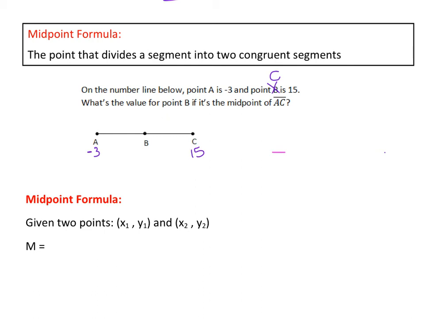So think about this on a number line. If this is at -3 and this is at 15, and we know that B is the midpoint, how do we figure out what's halfway between -3 and 15? So basically all you have to do is add them together. -3 plus 15 tells you the total distance, and then cut it in half to figure out what's halfway between. So -3 plus 15 is 12, and 12 divided by 2 is 6. So B is equal to 6. So that's the idea of where the midpoint formula comes from.